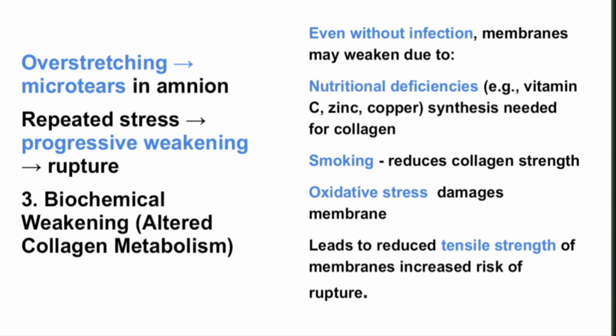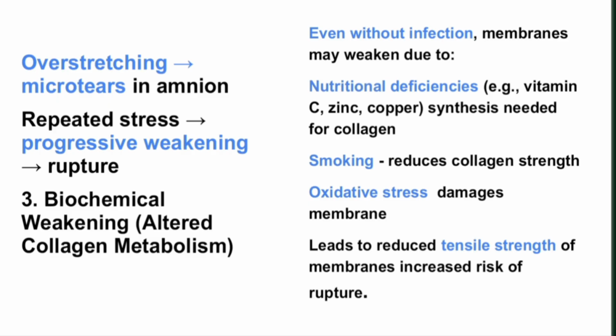Okay, so the other thing we can talk about is the overstretching and the micro tears in the amnion, which can come about due to multiple pregnancies and also polyhydramnios, as we mentioned. Also, repeated stress can cause progressive weakening of the amniotic sac and eventually cause a rupture.